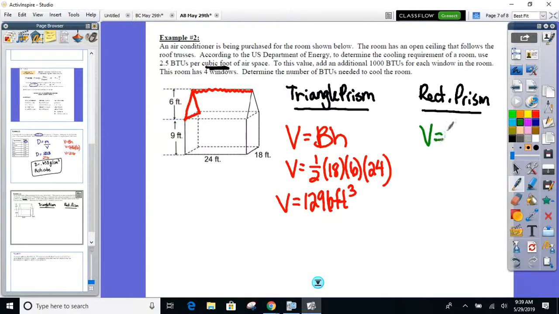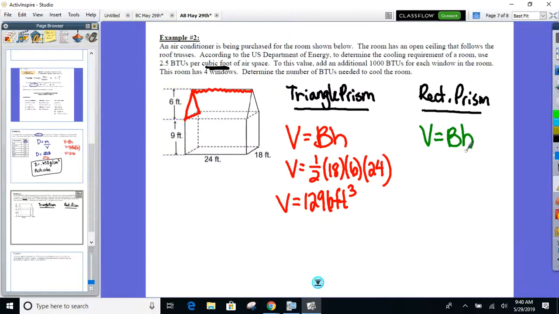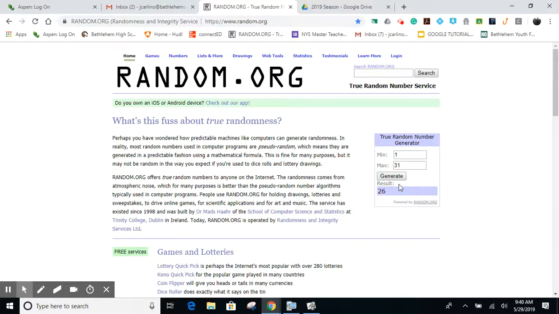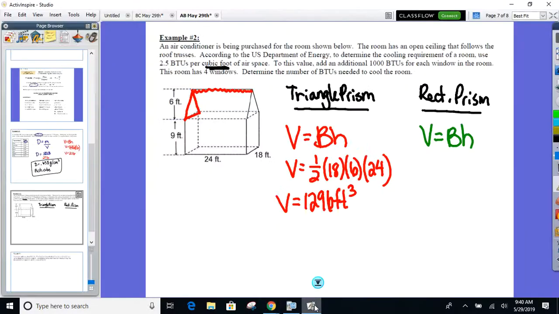Still BH. How do you find the area of its base now? Who's up? 12, area of the base of the rectangular prism. Darn right I do. 24 times 18 times the height, which is the 9.